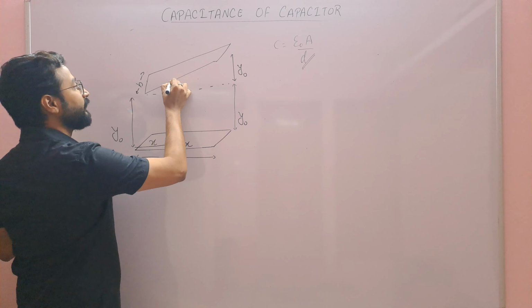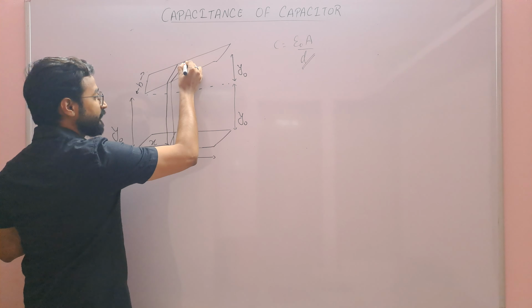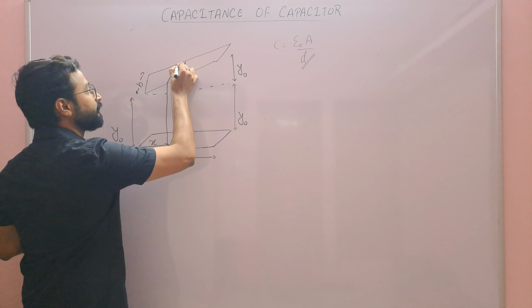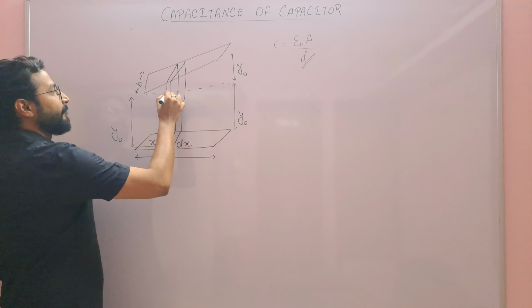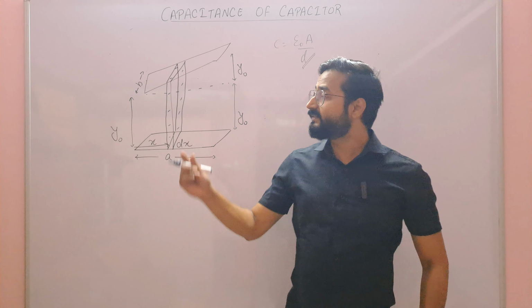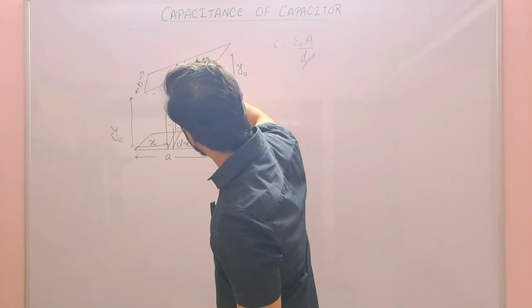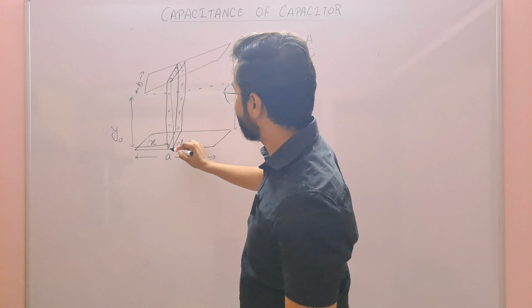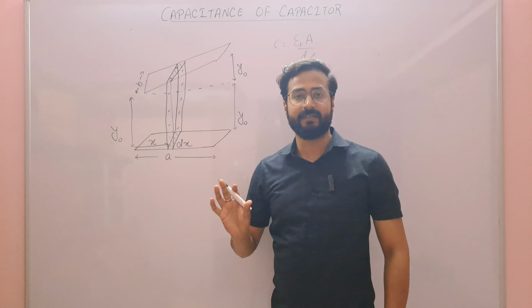If I select this region, then this is the section which gets selected. Now I will treat this selected region as a capacitor, where this is the area between the plates, and this area is B into dx.